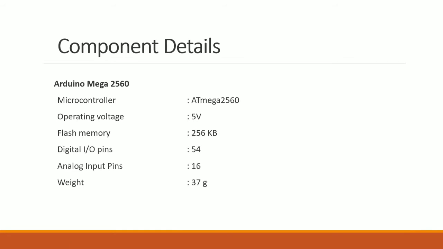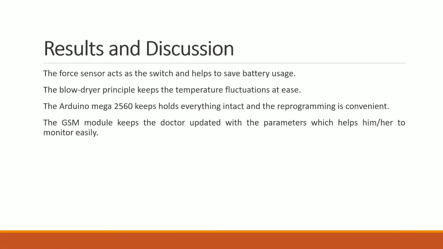Okay, we chose the Arduino Mega 2560 because it has more pins, so that many sensors can be used. As I said, there are 54 digital pins and 16 analog input pins. So it was very feasible to use this one, and it is easy to program also, and it is used in a wide range of projects today. Okay, so the results and discussion.